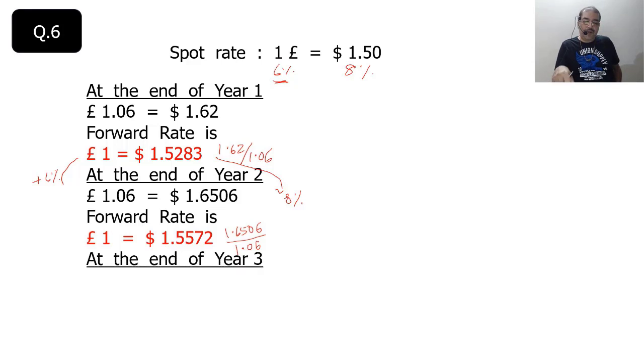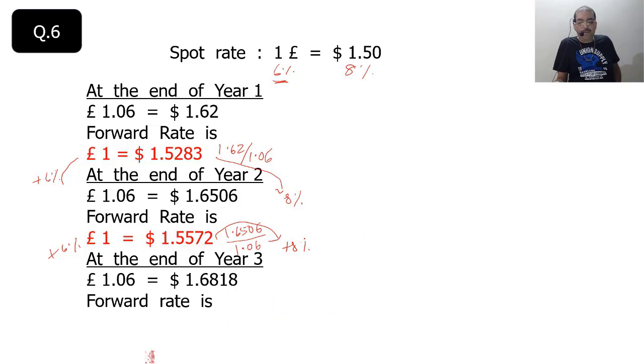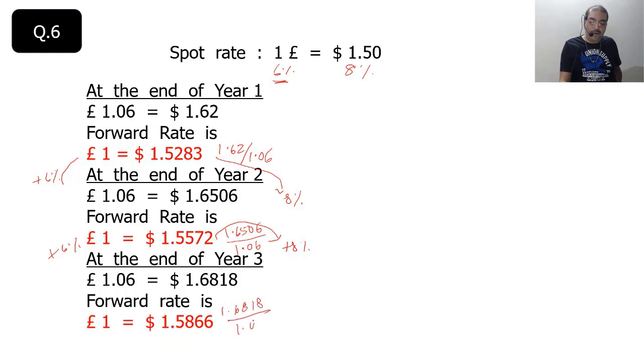Okay, end of third year. Again, this increases by 6%, again this increases by 8%. So 1.06, and 1.6818. Divide 1.6818 by 1.06. Now the same thing I can also do by taking 1 pound is equal to 1.50 plus 6%, plus 8%. Sorry.